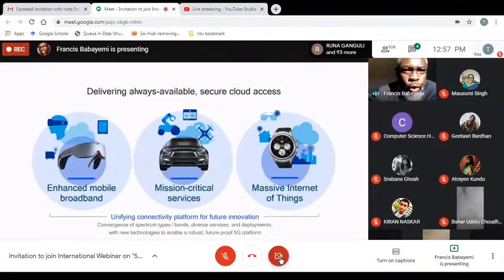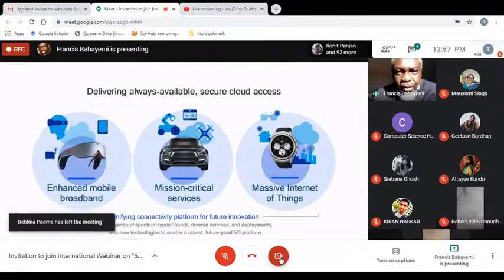Okay, so we're looking at delivering always available secure cloud services or cloud access, where you have one wearable connecting to a different type of infrastructure and also collecting data or exchanging data between various devices. So we're moving more into an online, totally switched on ecosystem of devices.